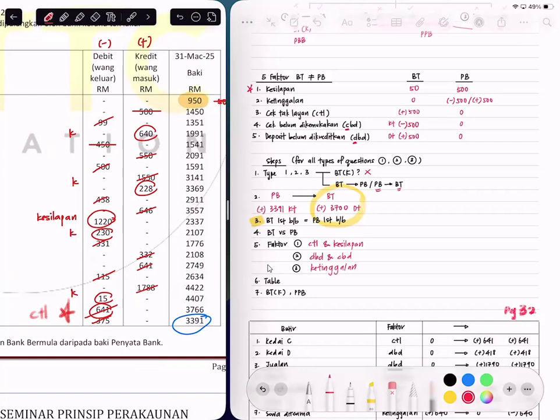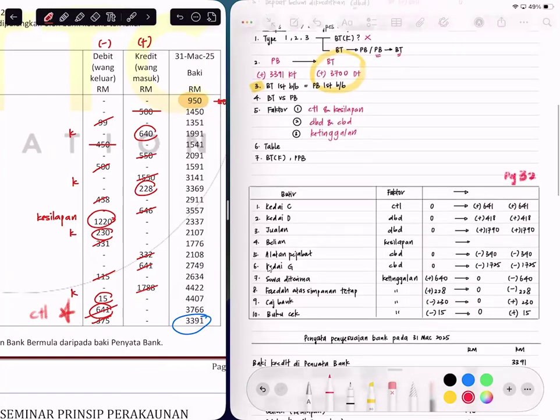Okay, after finding out the factor, then you need to work on the table. And I have written out the table already, but you need to work on the table on your own. Let us explain the important parts of this table.